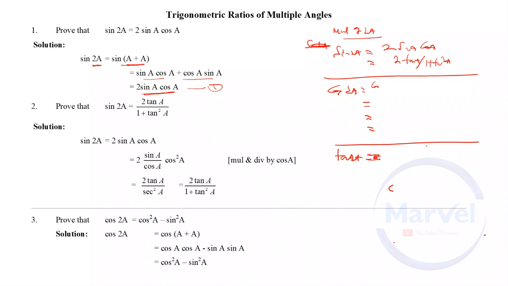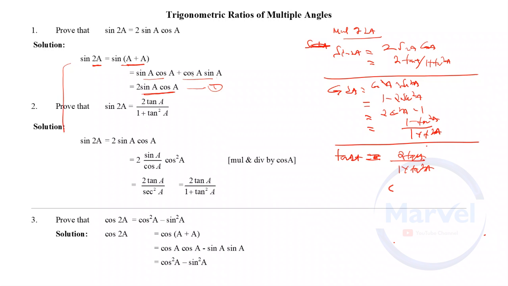And this is cos square A minus sin square A, 1 minus 2 sin square A, 2 cos square A minus 1, 1 minus tan square A by 1 plus tan square A. This is 2 tan A by 1 plus tan square A. Okay. Now, how to prove?